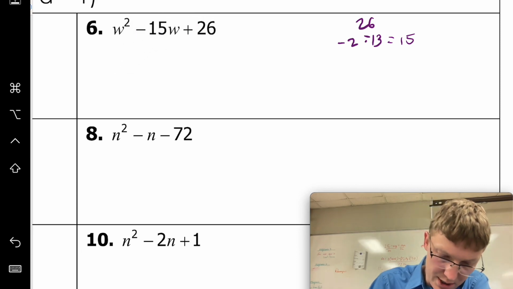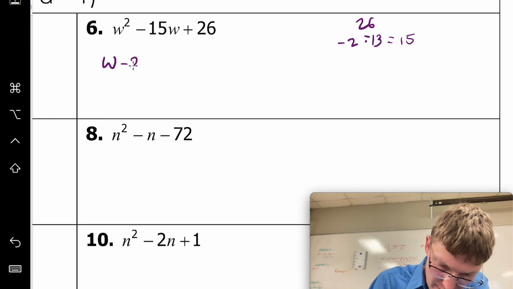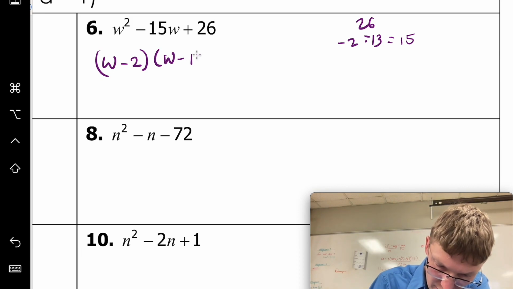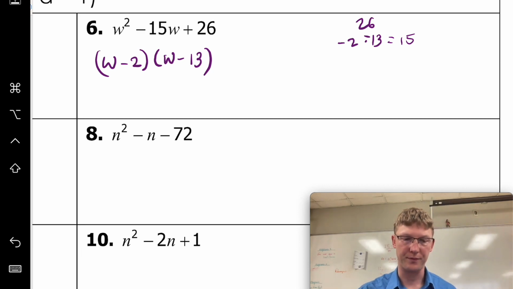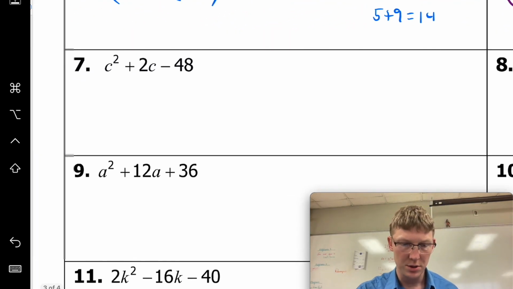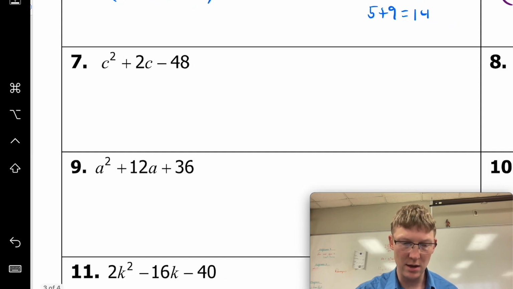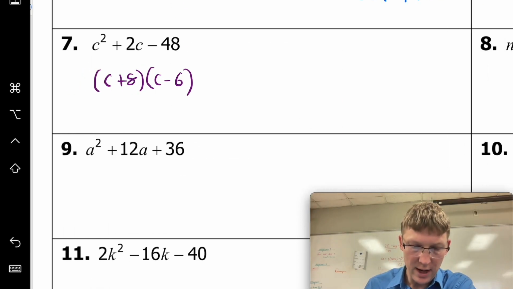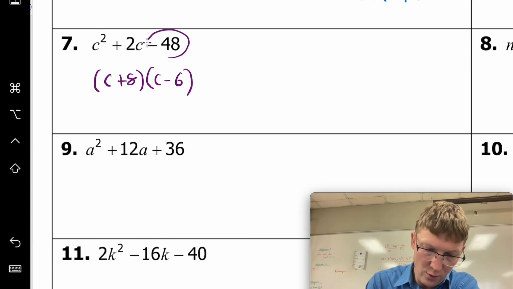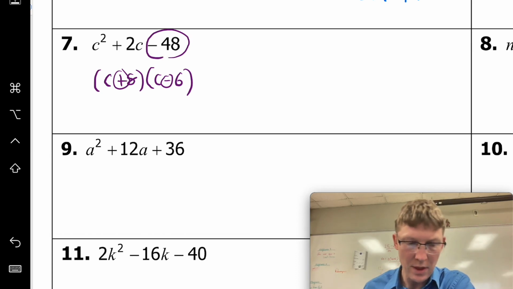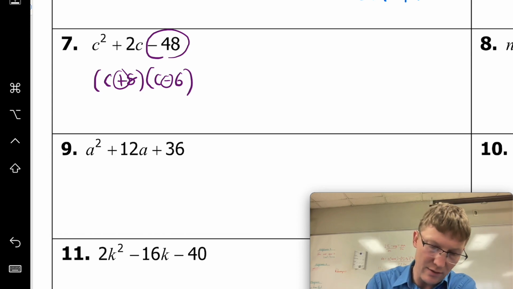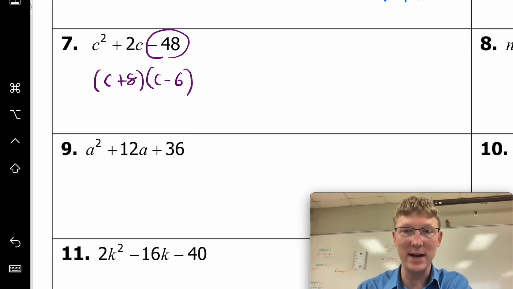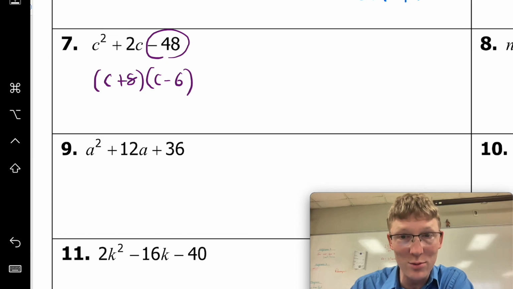So our factored version is w minus 2 and w minus 13. Okay, so now you try number 7 and see if we get the right answer. So this is what I got. I've got 6 times 8 is going to give us that negative 48. Notice there's a negative sign and a positive sign. And then when we add those together, it's going to give us a positive 2. So as I mentioned, factoring is one of the most important and most forgotten things, so let's practice some more.